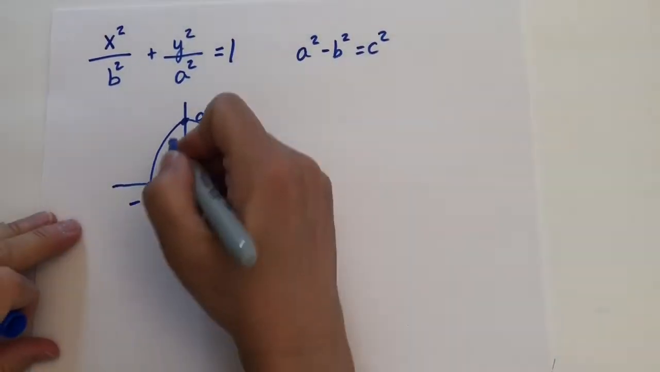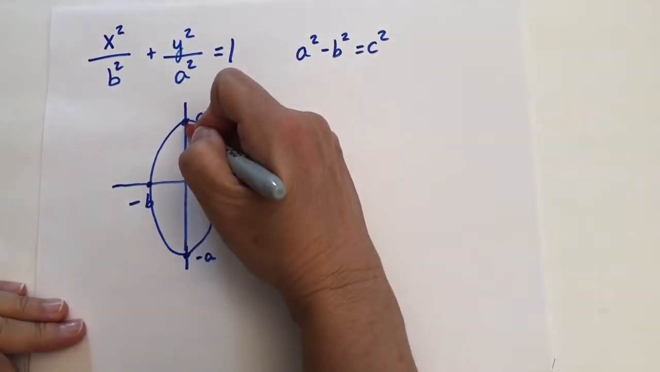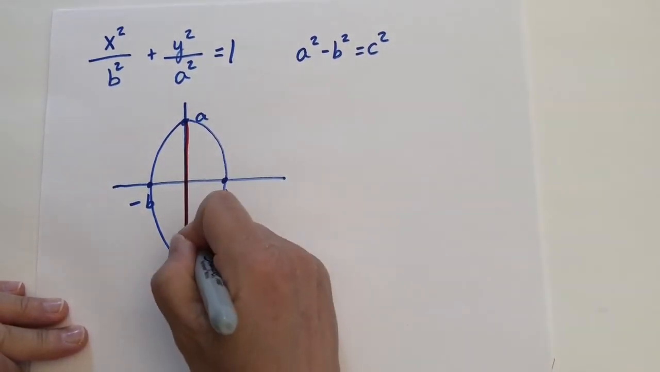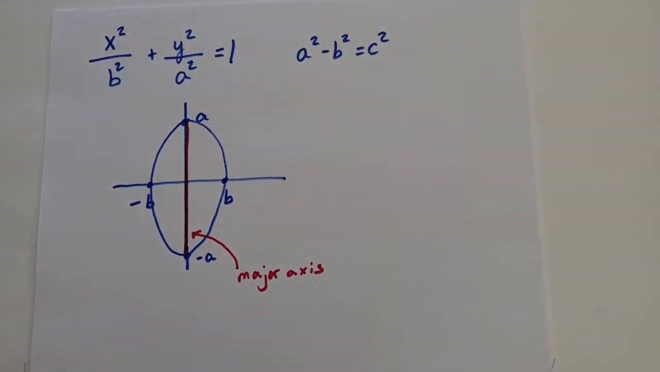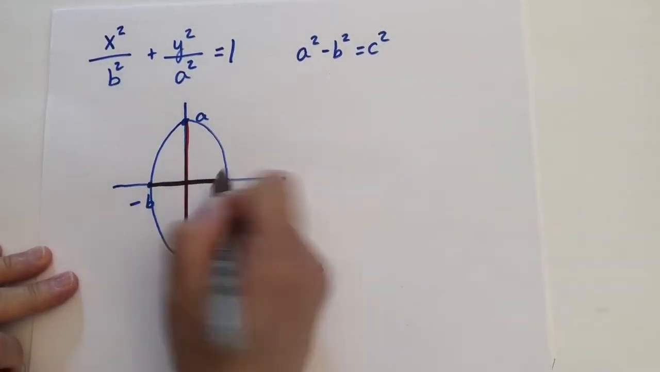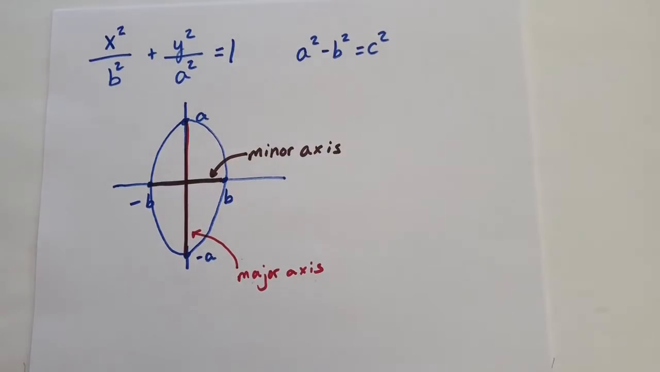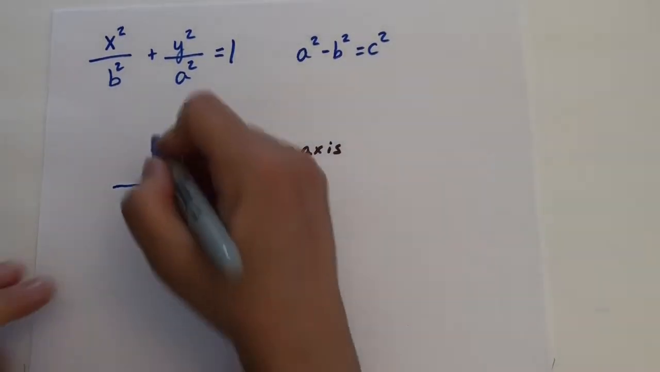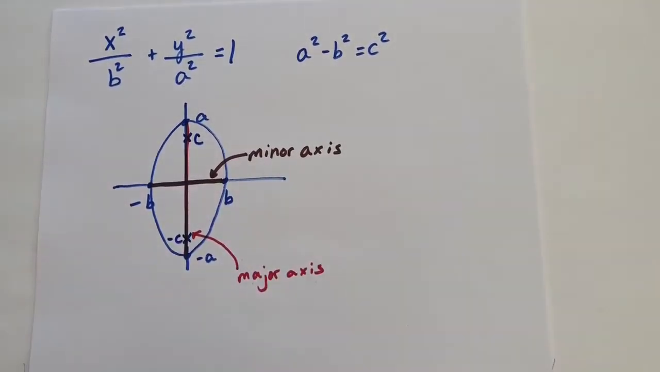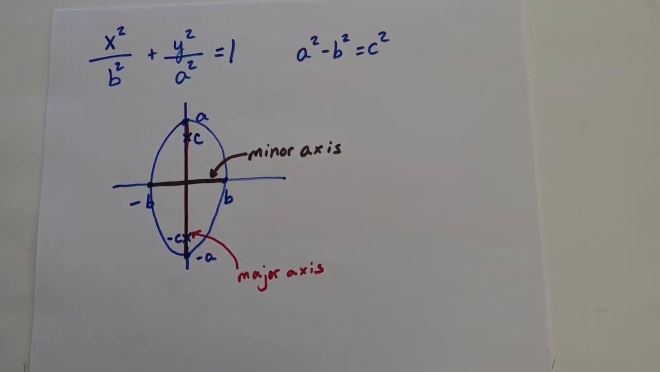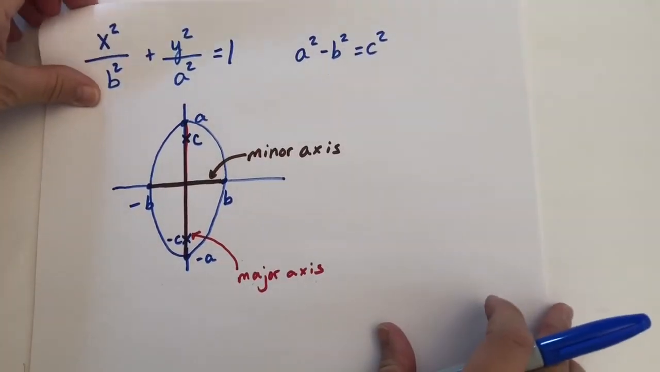So on this one, again, the focal points will be on the major axis being the longer of the two axes. So for this particular problem, this is the major axis. And the minor axis is horizontal right here. And again, the focal points would be along the major axis. So I know they would be up here at c and down here at negative c. So those are the two types of ellipses we'll be working with, horizontal one or vertical one. So let's do a problem.